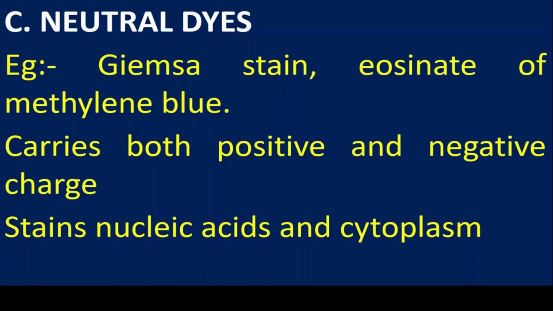One more type of dye is known as neutral dyes. Examples: Giemsa stain, eosinate of methylene blue. They carry both positive and negative charges. The peculiarity of neutral dyes is that they contain positive and negative charges. They usually stain nucleic acids and cytoplasm.